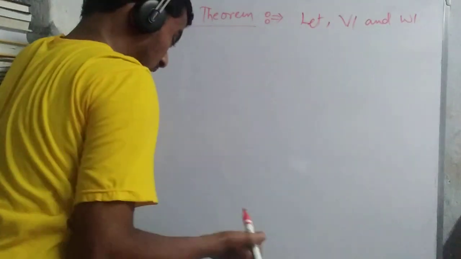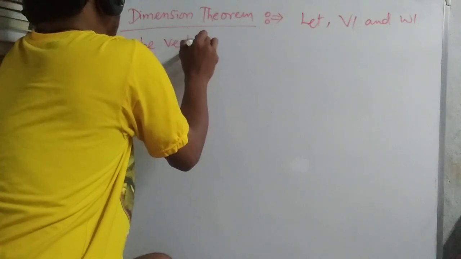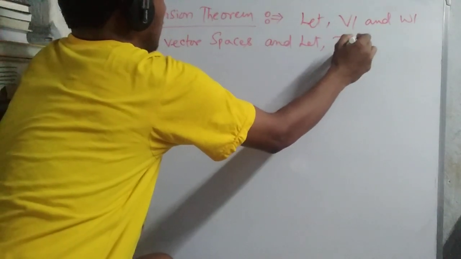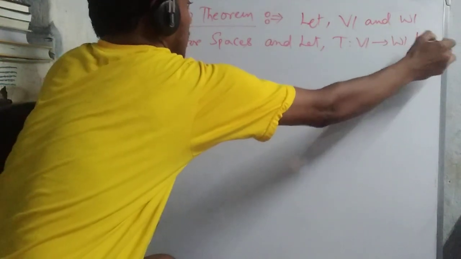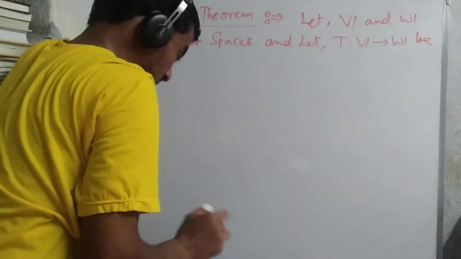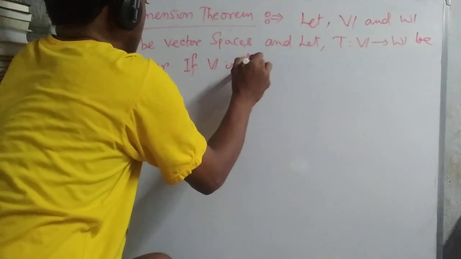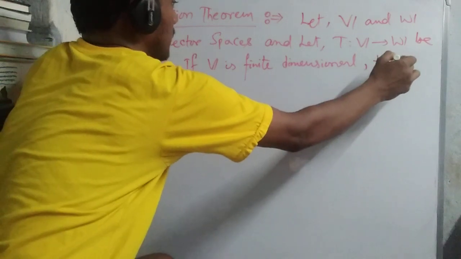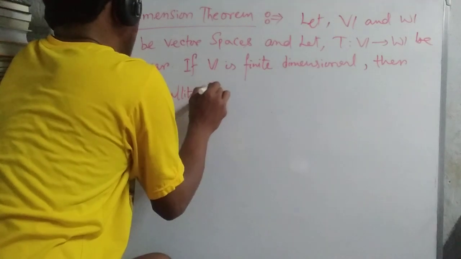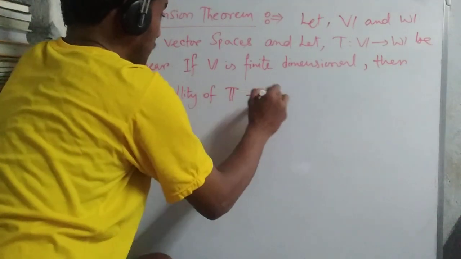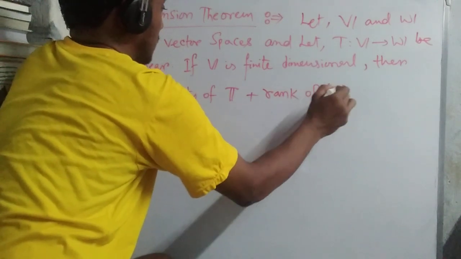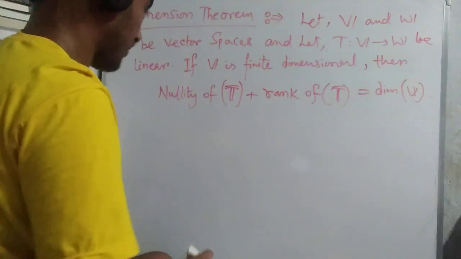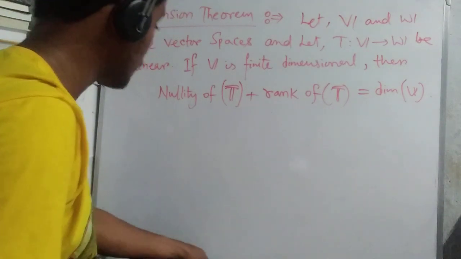Let V and W be vector spaces, and let T from V to W be linear. If V is finite dimensional, then nullity of T plus rank of T equal to dimension of V. Okay. Now we are also going to the proof of that.